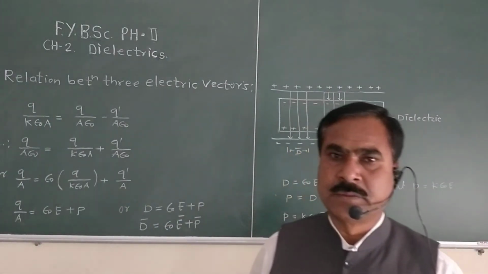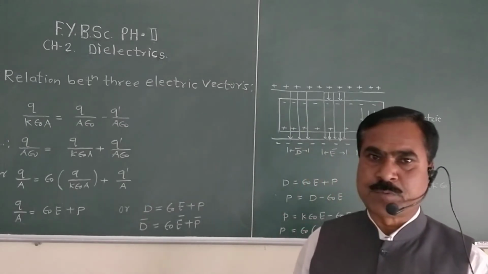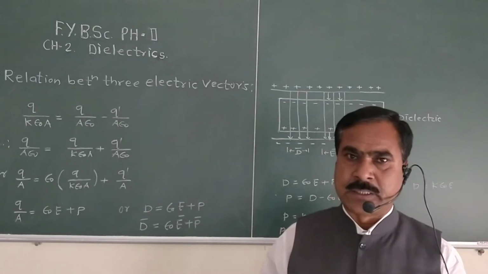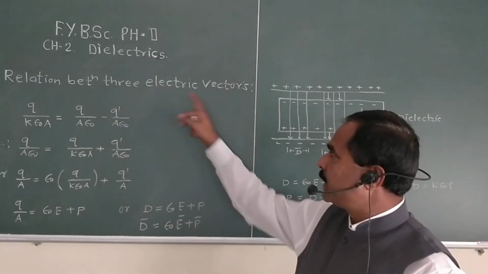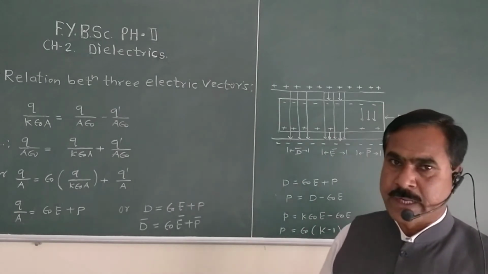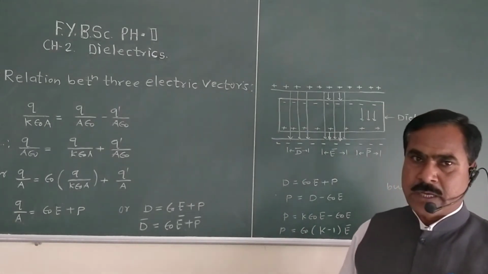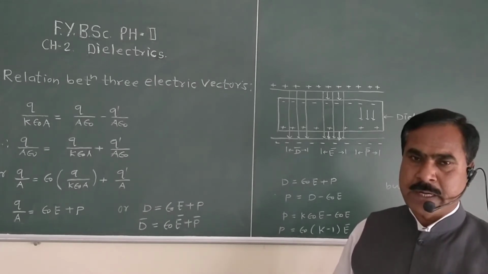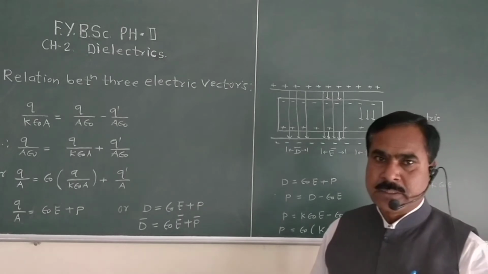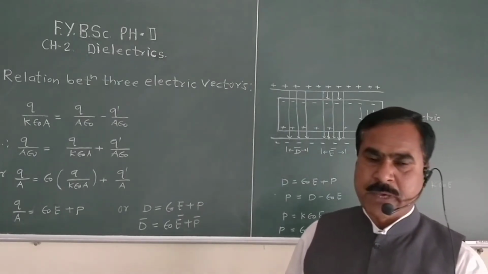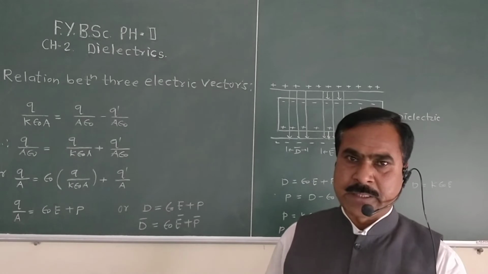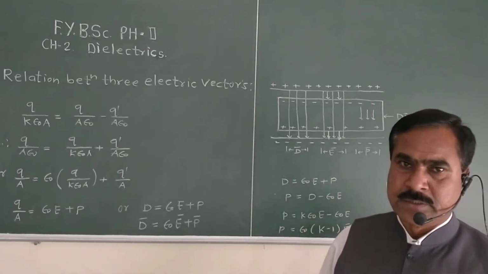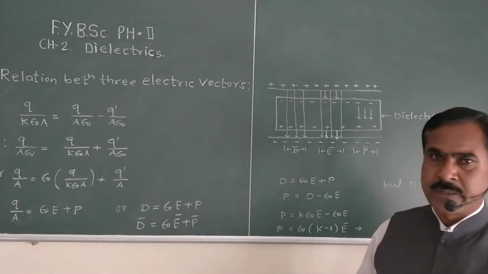Good morning, friends. Today we study the last part of this chapter, that is dielectrics, and the last point is the relation between three electric vectors. You know that in the last lecture I told you the three electric vectors, that is D bar, P bar and E bar. D bar means electric displacement vector, P bar means polarization, and E bar is electric intensity. So in this lecture we are going to see the relation between these three electric vectors.